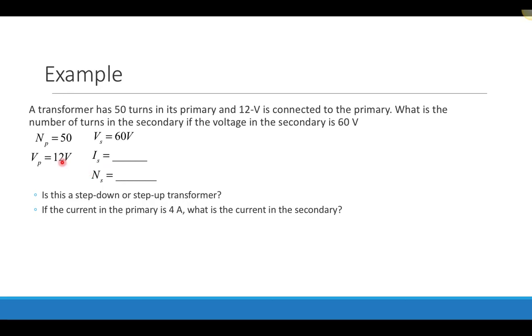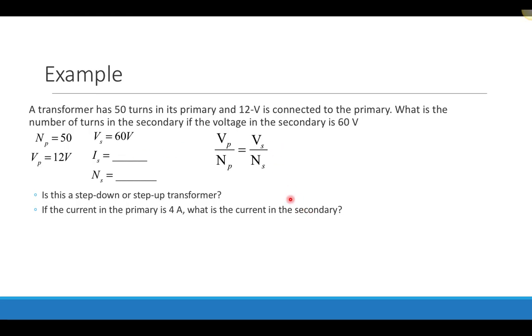So the first thing we realize is that this is a step-up transformer because the voltage in the secondary is greater than the voltage in the primary. And so that means the number of turns in the secondary is going to have to be greater than the number of turns in the primary. And actually, we could think through this, how 60 is related to 12. 5 times 12 is going to give us 60. So that tells us as an indicator of what the number of turns is going to have to be here. It's going to have to be 5 times the number of turns in the primary. But let's work this out.